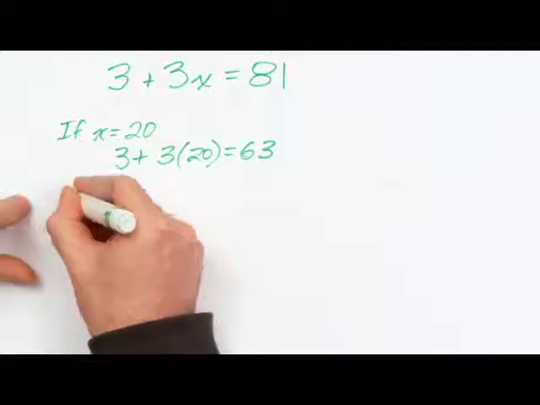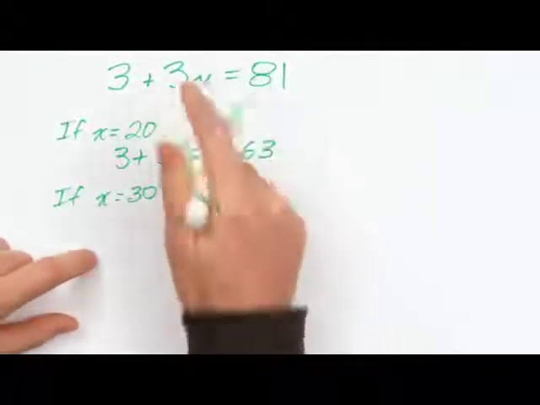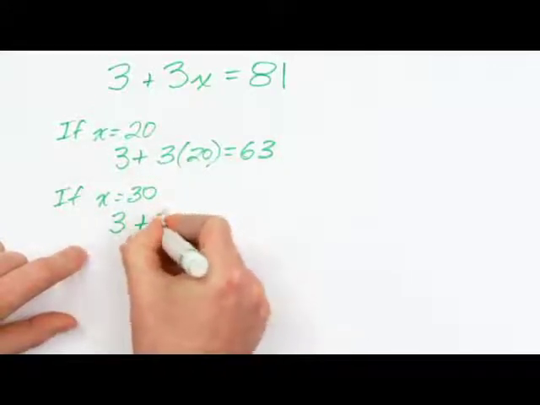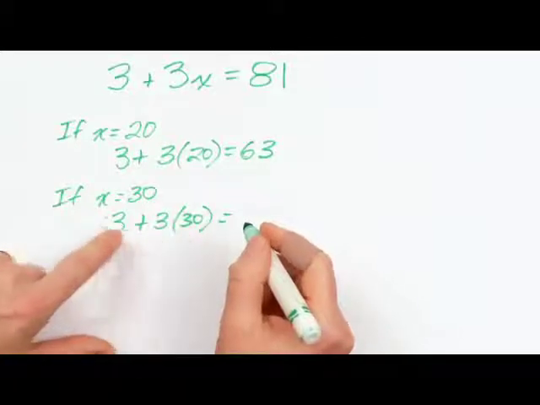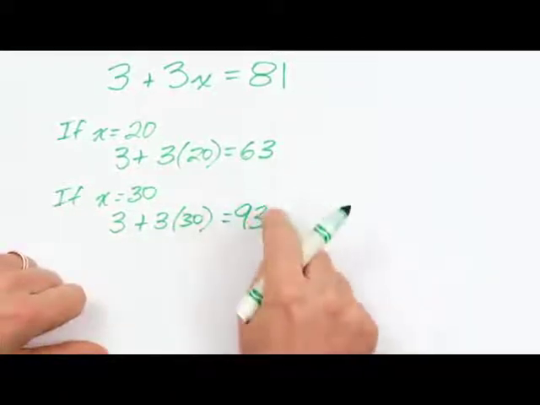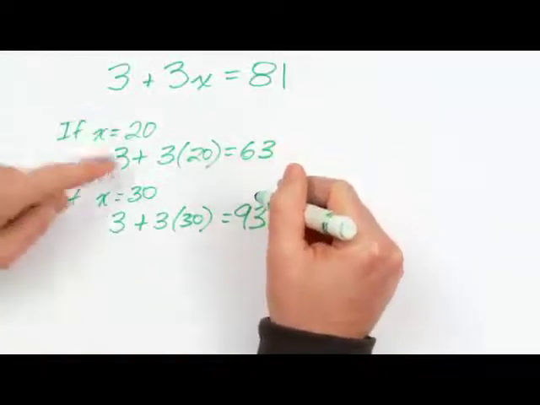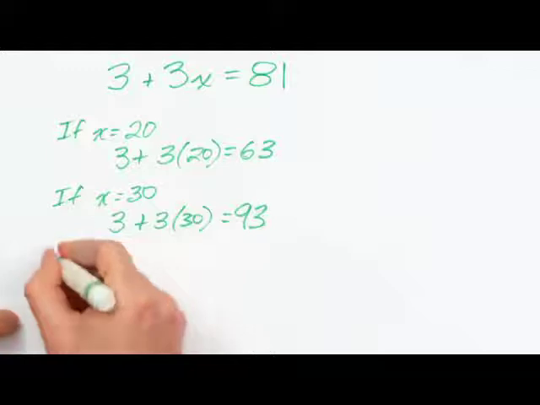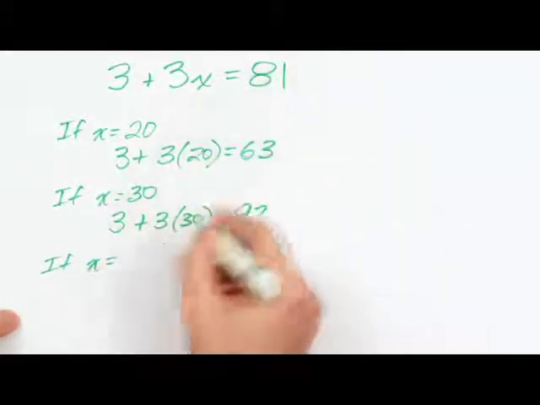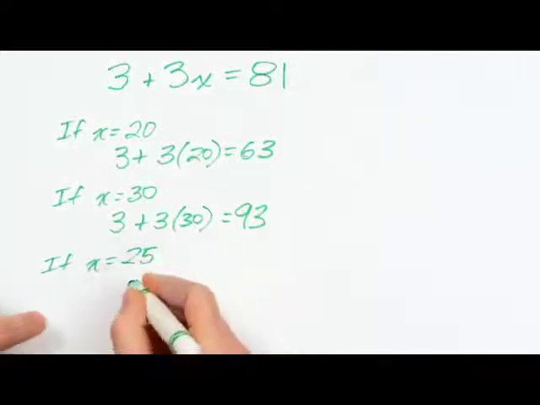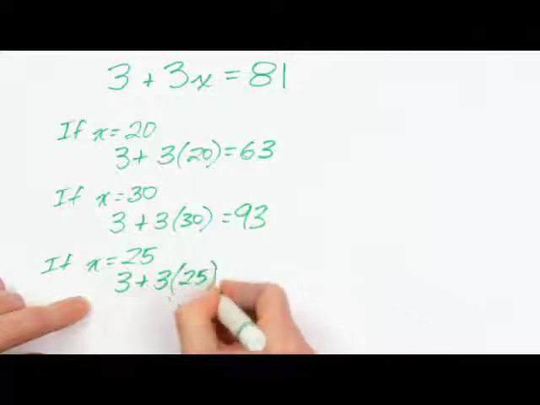How about maybe 30? If x equals 30, now I've got 3 times 30. So 3 plus 3 times 30, that's going to be 3 times 30 is 93. Oh, now I'm too high. So it's got to be somewhere in between those, between 20 and 30. It looks about in the middle. We'll try 25. Then we'd have 3 plus 3 times 25.